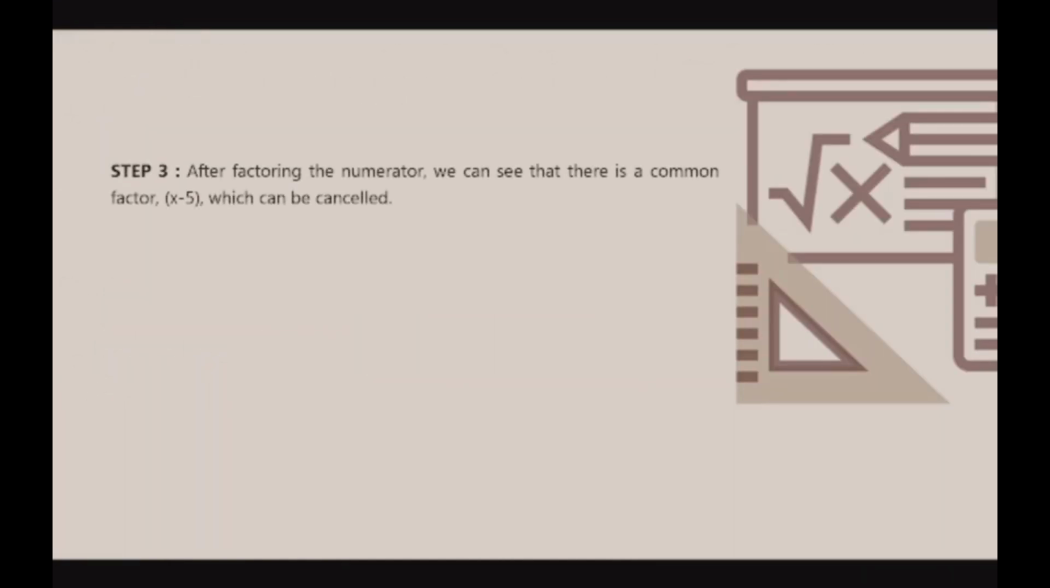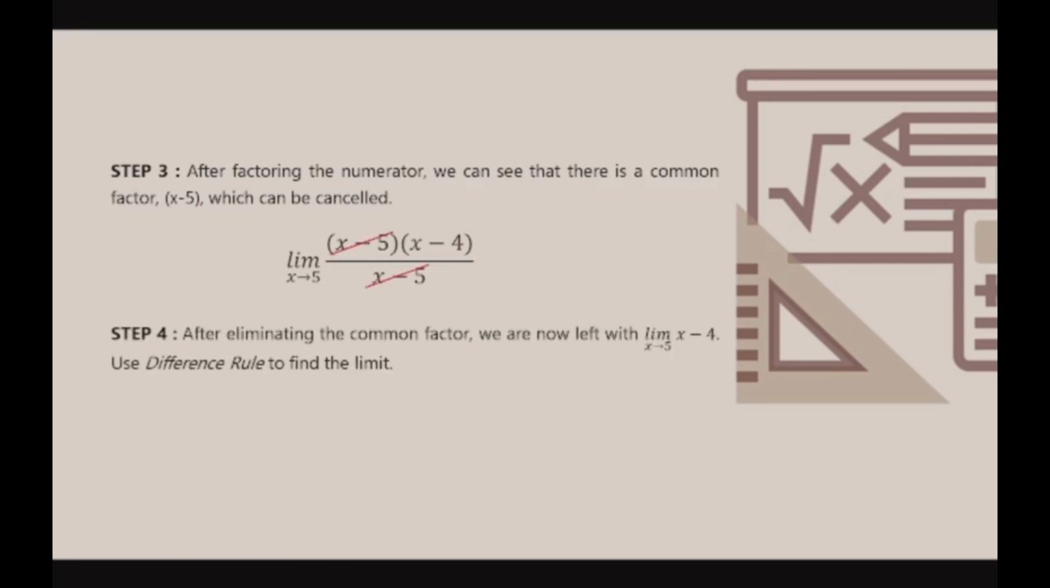Step 3. After factoring the numerator, we can see that there is a common factor, x minus 5, which can be cancelled. In limit x minus 5 times x minus 4 over x minus 5 as x approaches 5, x minus 5 and x minus 5 can be cancelled. So we cancel them and we have left limit x minus 4 as x approaches 5. Step 4. After eliminating the common factor, we are now left with limit x minus 4 as x approaches 5.